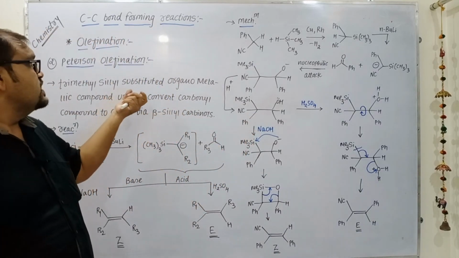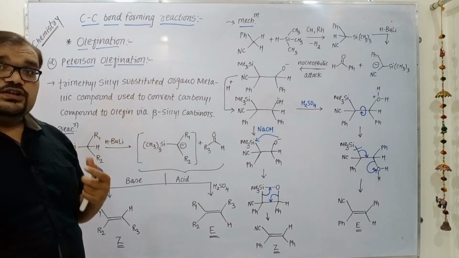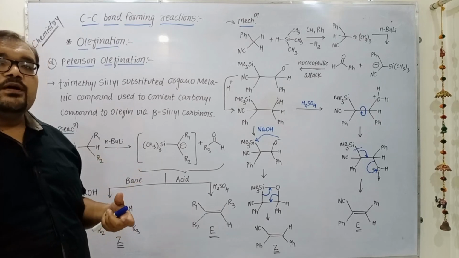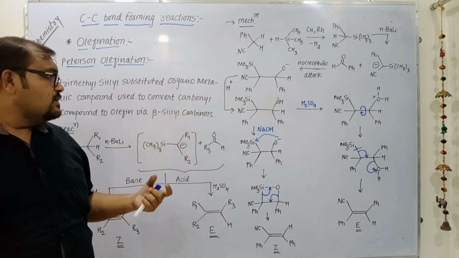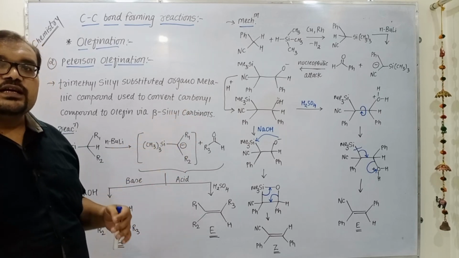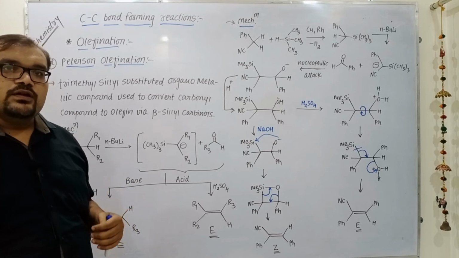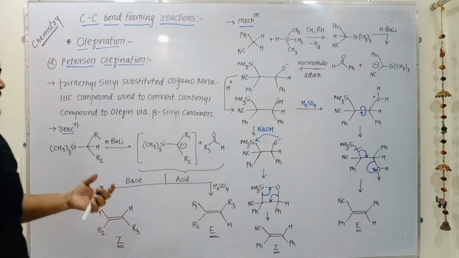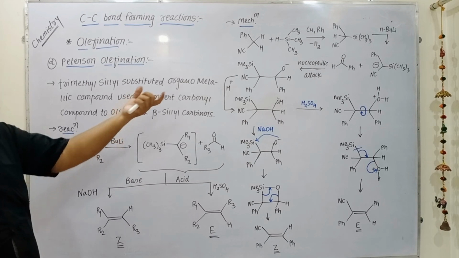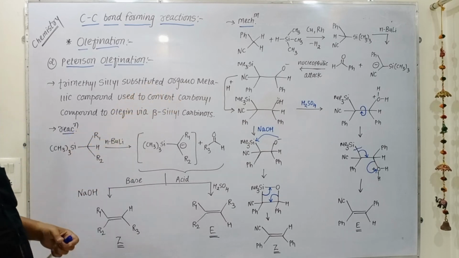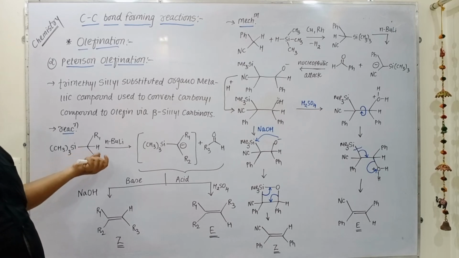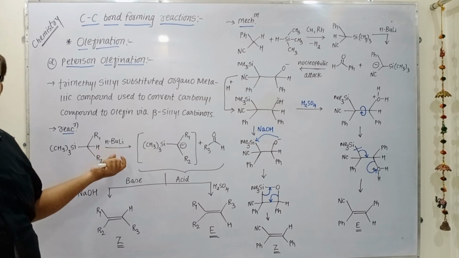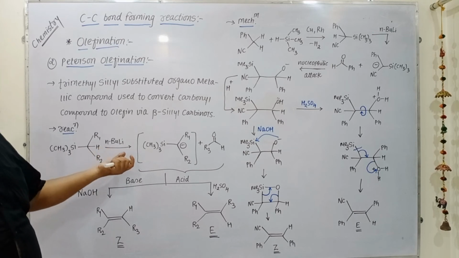a trimethylsilyl substituted organometallic compound used to convert a carbonyl compound into an olefin via beta silyl carbinols, such a conversion is known as Peterson olefination. How is this carried out? Let's see with the help of the reaction, an example and the mechanism. So here this trimethylsilyl substituted derivative, when it reacts with a strong base such as n-butyllithium, what will happen?